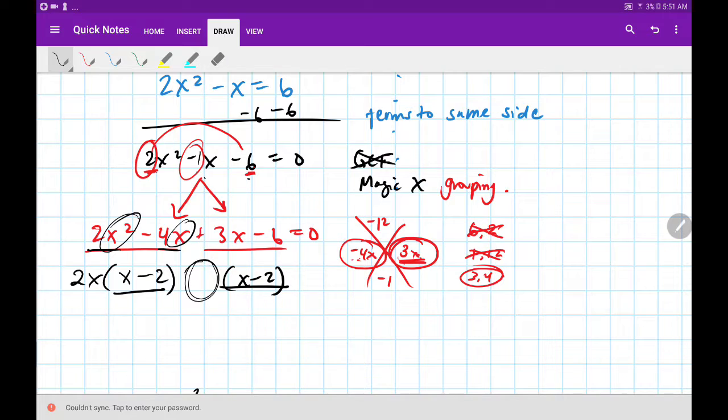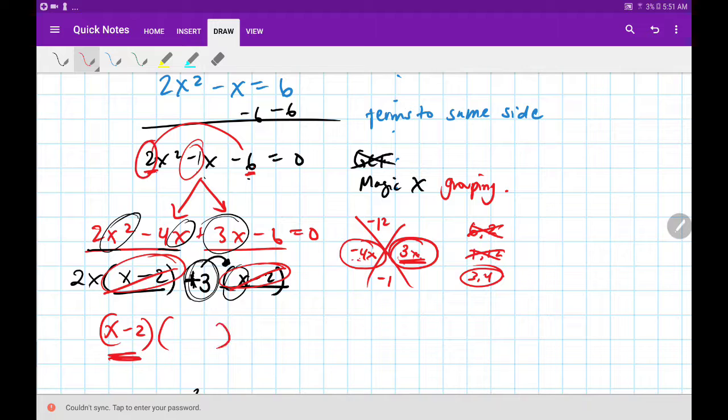But you have to figure out what's this invisible mystery number that would distribute in. If I have an x, I need it to give me a plus 3x. So that's going to be plus 3. That's the missing number. At this step, you take the guy that you have in common, which is x minus 2, and pull him out. Now you just put in the other parentheses the leftovers, which are 2x plus 3.